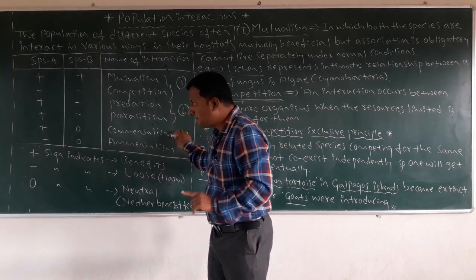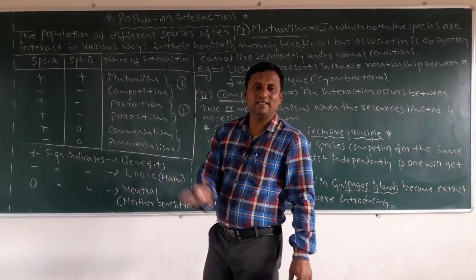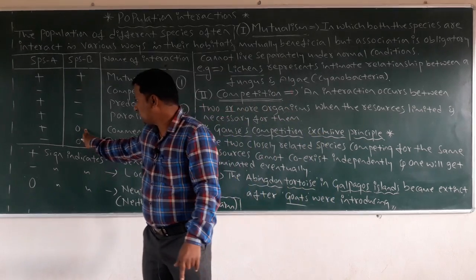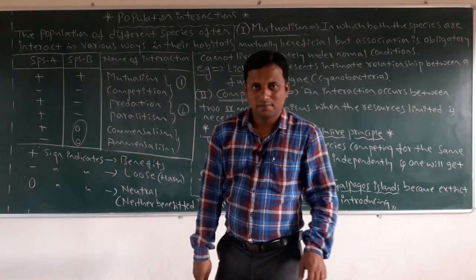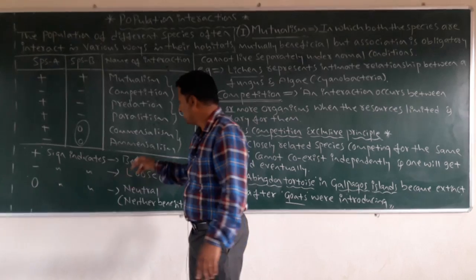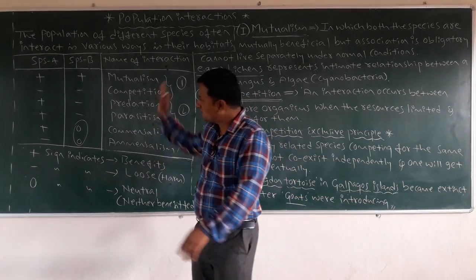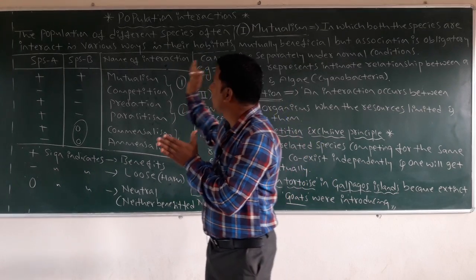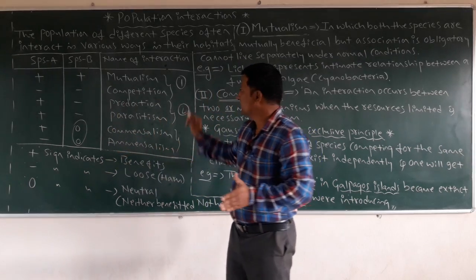And in commensalism and amensalism, one gets the benefit and the other is neutral, or one gets harmed and the other is neutral. One species is completely a neutral component here. But the other species gets the benefit or the loss in commensalism and amensalism respectively. So this is the idea about interactions between organisms. Then we go for the first concept.